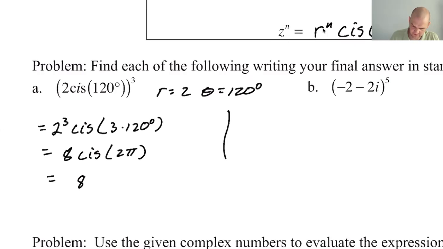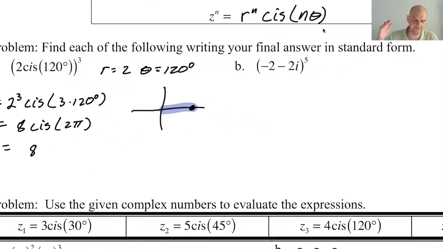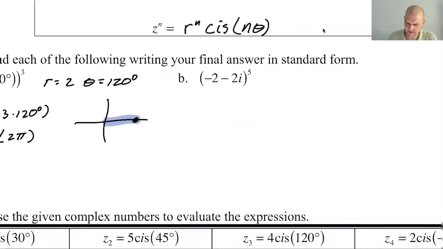And I got that really quickly by thinking that 0 is here, so we have to go this way, and then 8 units. Where does that put you in the plane? That puts you at 8, 0, so at 8. Or, cosine of 2 pi is 1, sine of 2 pi is 0. So it's 8 times 1 plus 0i, so 8, no matter how you do it.